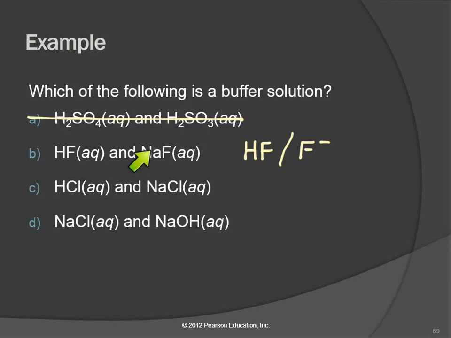NaF, the sodium, there has to be a cation with the anion. Does this contain fluoride ion? Yes, it does. This is a soluble ionic compound. This dissolves in water and it forms sodium ions and fluoride ions. So here we have fluoride ions and we have HF, a weak acid and its conjugate base. This is a buffer.